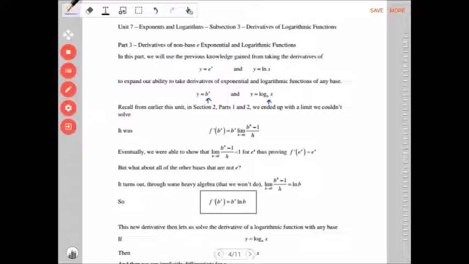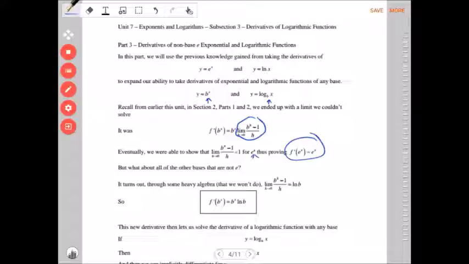up with this crazy limit we couldn't solve. This limit as h approaches 0 of b to the h minus 1 over h. Eventually, we were able to show that the limit as h approaches 0 equals 1, and that worked for e to the x. That gave us our first derivative formula, the derivative of e to the x equals e to the x. But what about all other bases that aren't e?